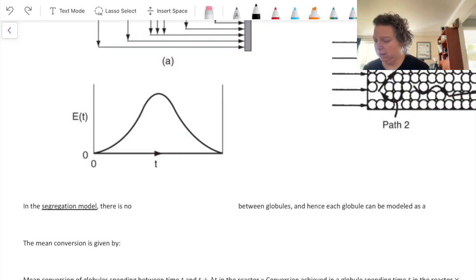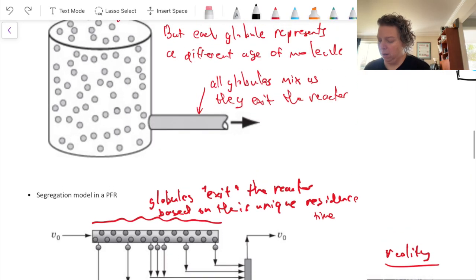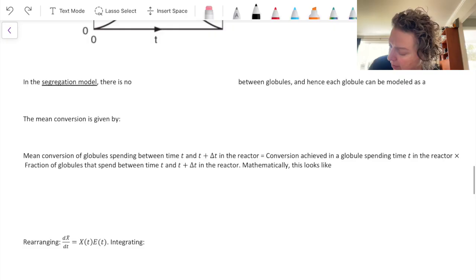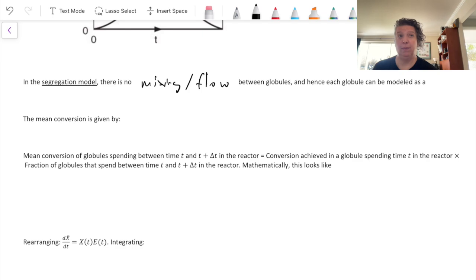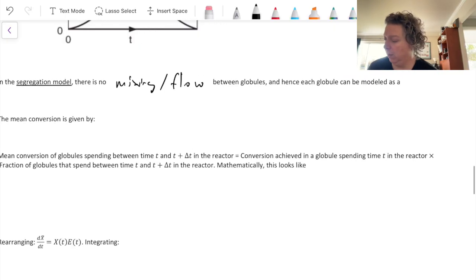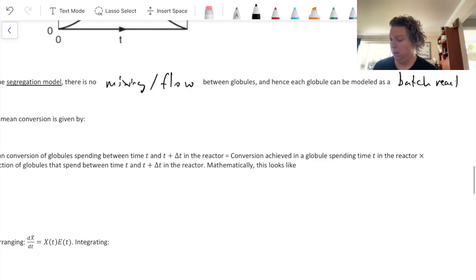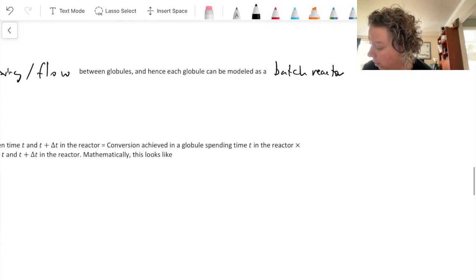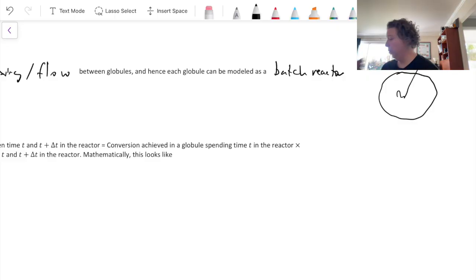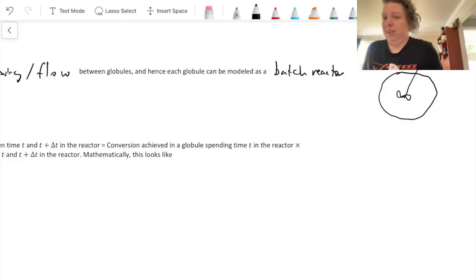So let's go back to the segregation model. In the segregation model, there is no mixing or flow between the globules. So the globules are completely segregated from each other. What this means is that each globule can be modeled like a little batch reactor. So we have our globule. You can imagine it's well mixed, but there's no flow in, no flow out, just a bunch of molecules in there. So that's like a little batch reactor.